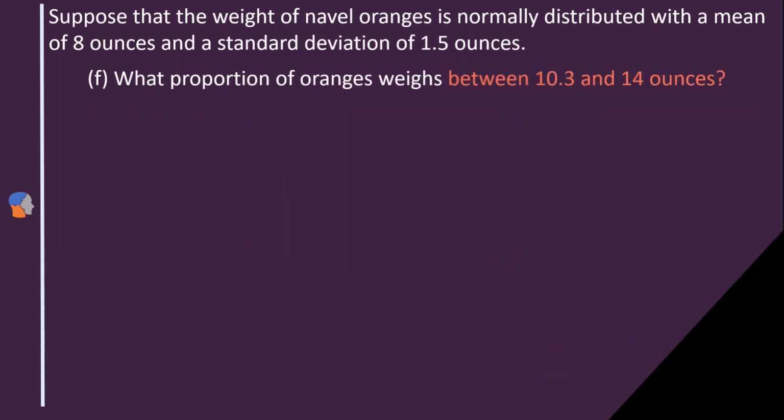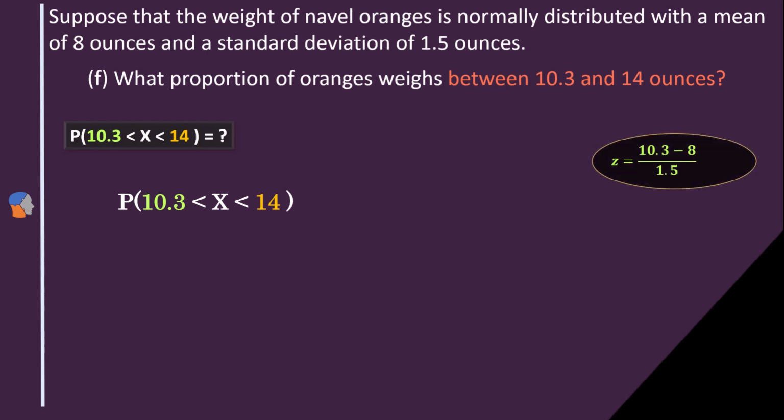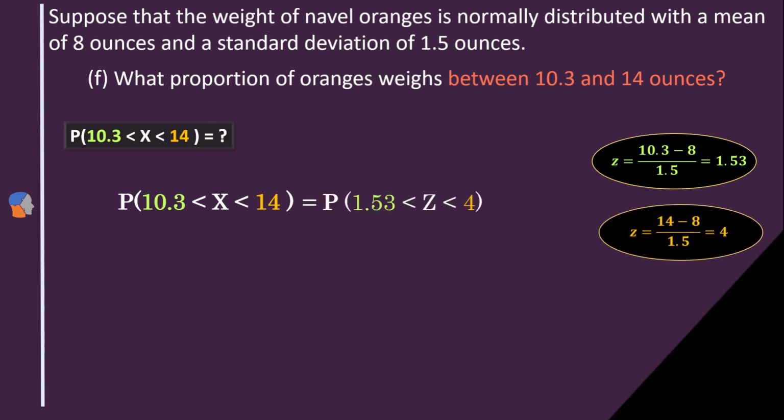What proportion of oranges weighed between 10.3 and 14 ounces? Very similar to the previous one. First, write this down in notation. Here, the probability of x between 10.3 and 14. The first step, find the z values of both numbers, 10.3 first and next 14. Then we have the corresponding z values. What is the next step? Then we write the first, big number is 4, then the probability of z less than 4 minus the small number, the probability of z less than 1.53.